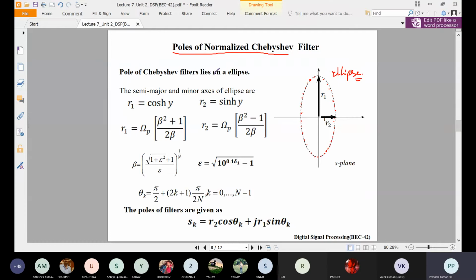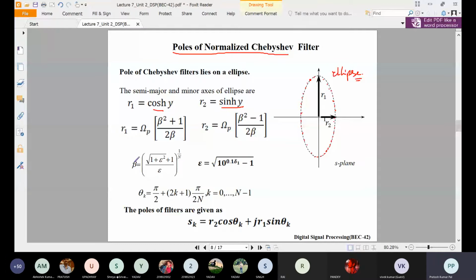Its r1 and r2 values are given as follows: r1 will be equal to cosh y, and r2 will be equal to sinh y. And these r1 and r2 values will be given with respect to beta. So beta will be a function of the epsilon value, that is, the passband attenuation, whatever epsilon value is there.